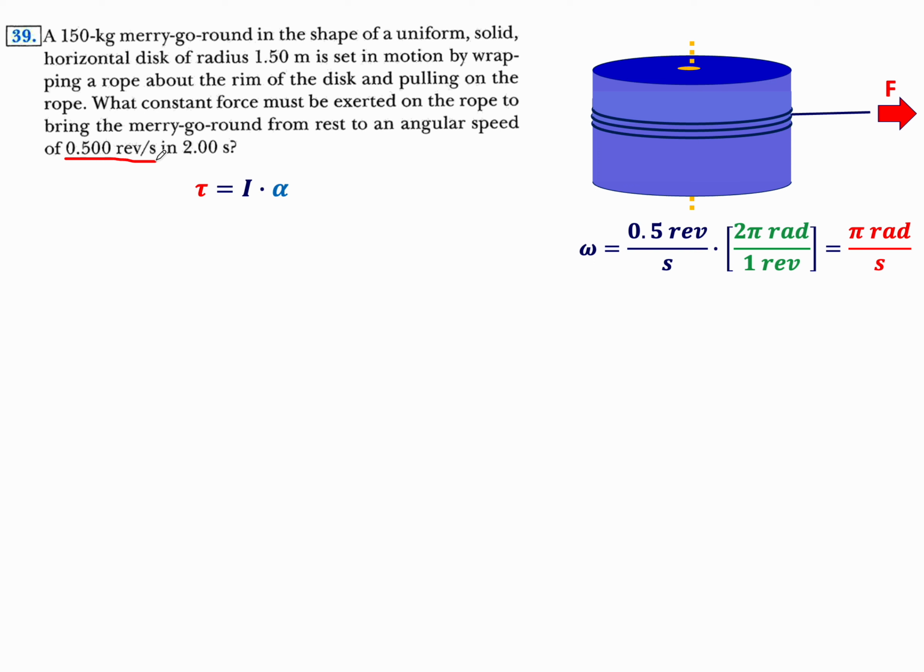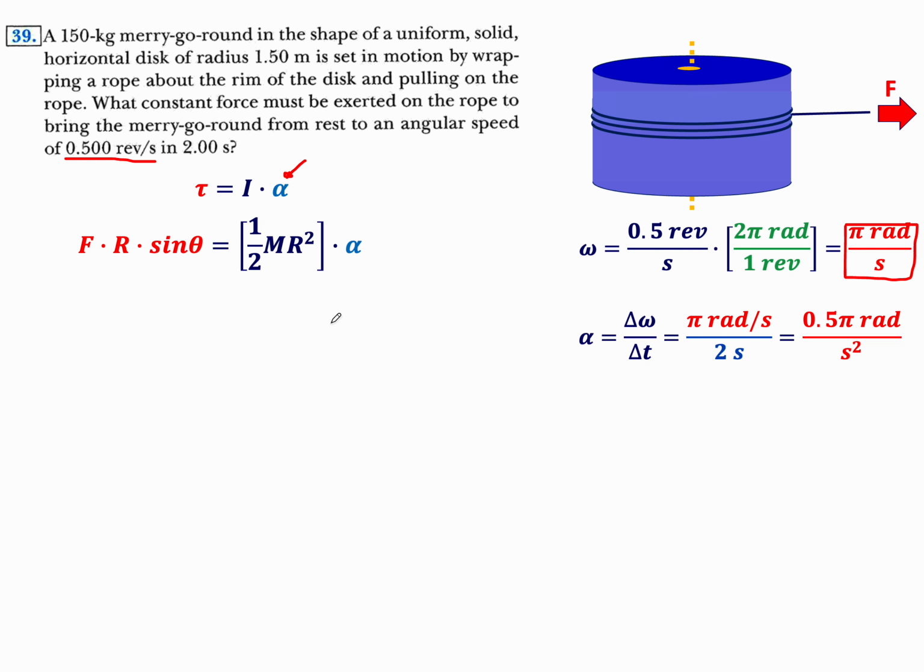That's our omega. But to solve this, we need to actually have alpha, the angular acceleration. Well, again, remember, alpha is just defined as the change in omega over the change in time. In this case, it goes from 0 up to pi radians per second, what we just found, in 2 seconds. And so if you divide that out, it gives us 0.5 pi radians per second squared. That's our angular acceleration. So we've got that. And so now we can actually start solving this.